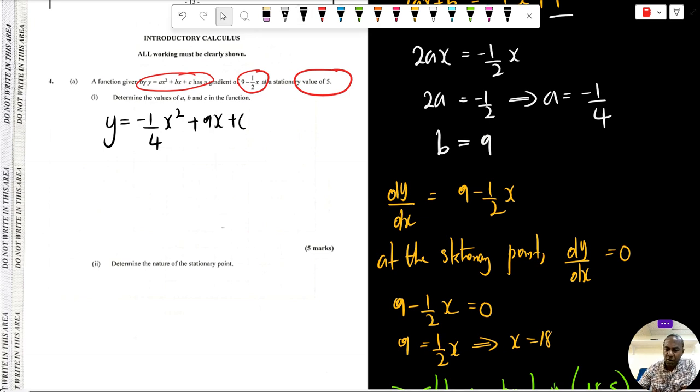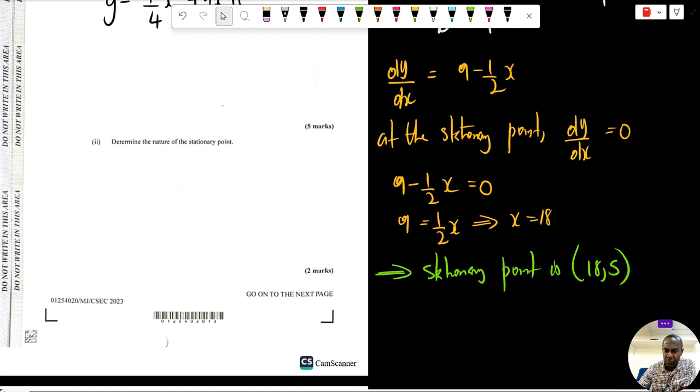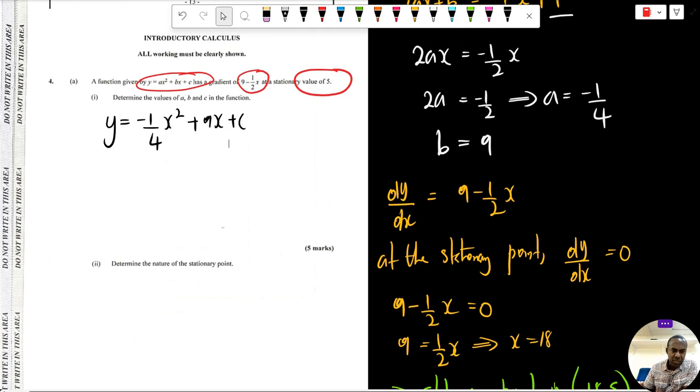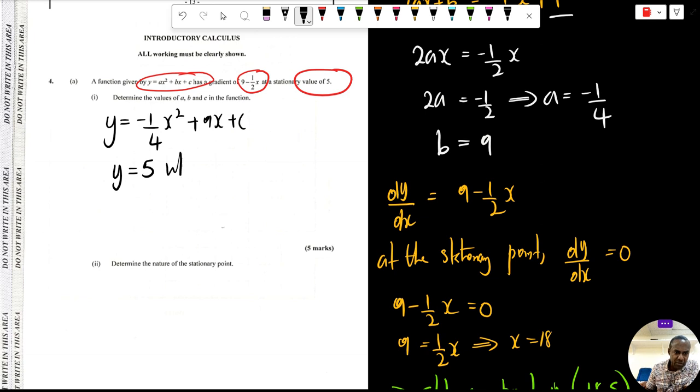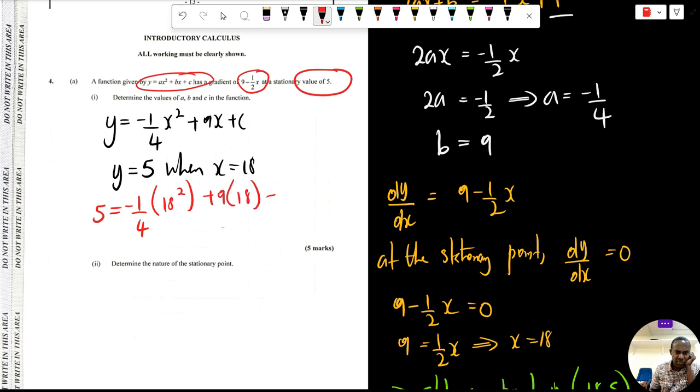And since, of course, we found the coordinates of the stationary point, which is (18, 5), what this basically means is that y is equal to 5 when x is equal to 18. And so we'll substitute these values into our equation and solve for our unknown c, right? So let's do this. We have 5 is equal to minus a quarter times 18 squared plus 9 times 18 plus c, right?